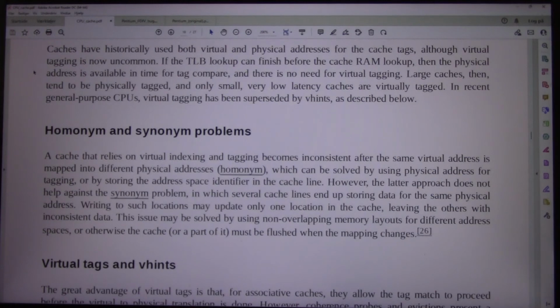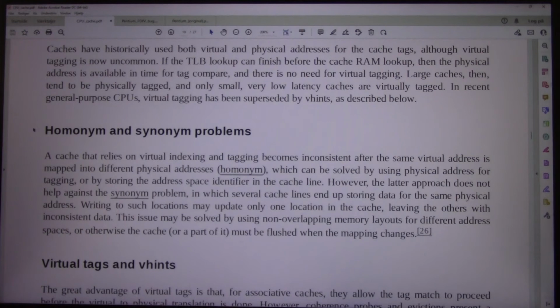If the TLB lookup can finish before the cache RAM lookup, then the physical address is available in time for tag compare, and there is no need for virtual tagging. Large caches, then, tend to be physically tagged, and only small, very low latency caches are virtually tagged. In recent general-purpose CPUs, virtual tagging has been superseded by vhints, as described below.